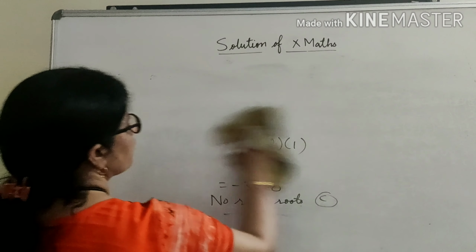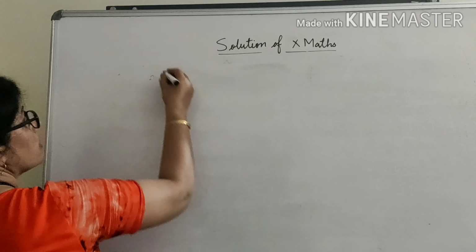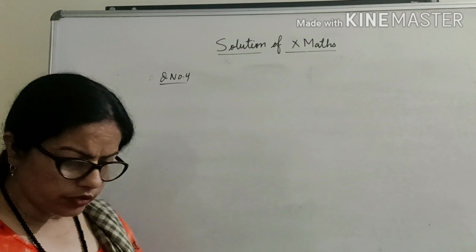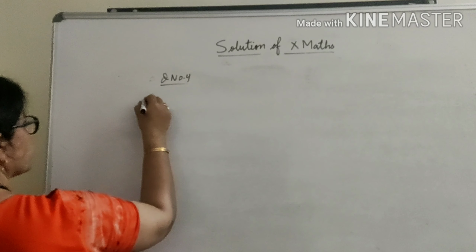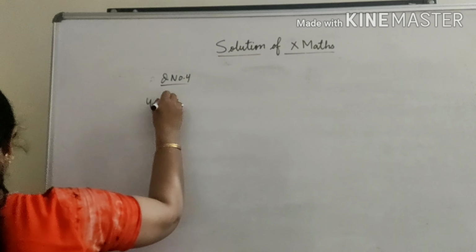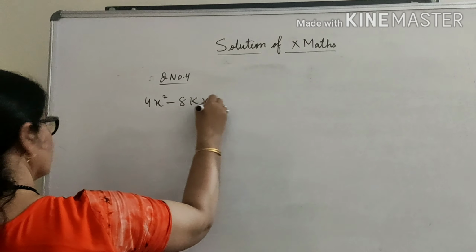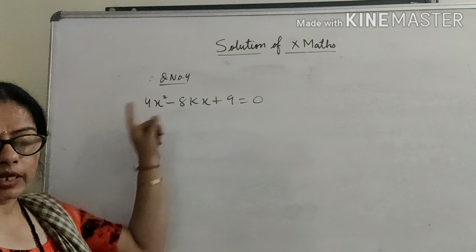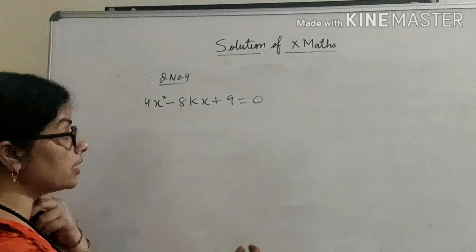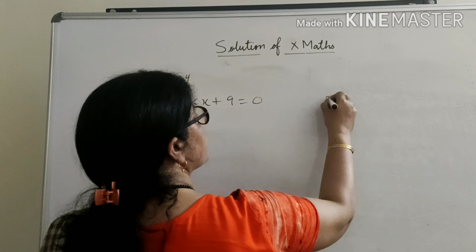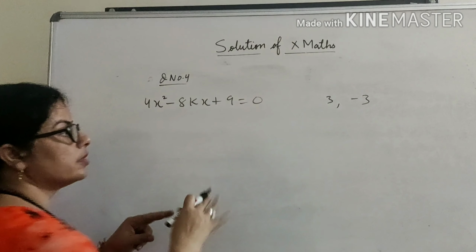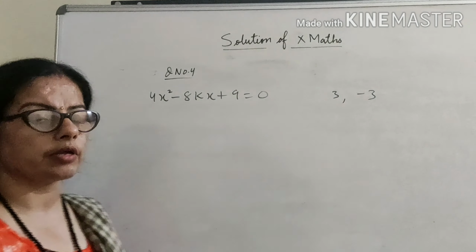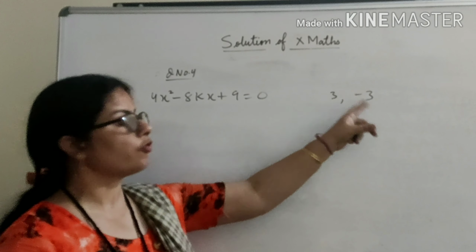Now next question number 4. In question number 4 he is saying one root of this equation is the negative of the other. The equation is given to us: 4x square minus 8kx plus 9 equal to 0. He is saying, you know it is a quadratic equation, so two roots will be there. And he is telling that one root is the negative of the other. It means the roots only change in sign, otherwise they are the same. It may be 3 and minus 3, it may be 4 and minus 4.